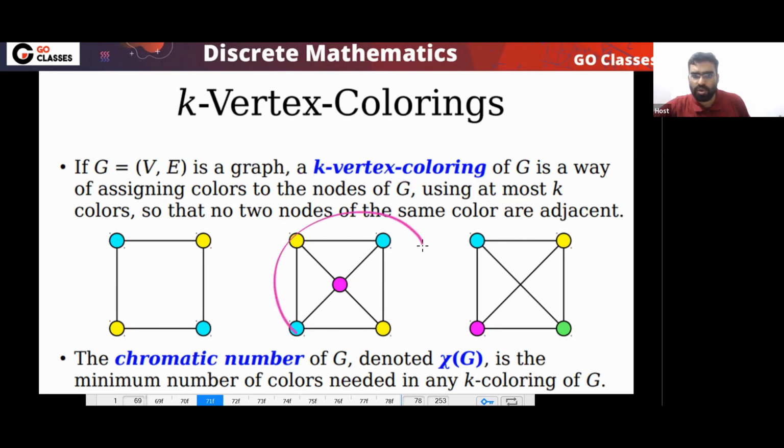Okay, this is not K5. Is this K5? Arpan, this is not K5. K5 means every vertex is adjacent to every vertex. This and this, are they adjacent? They are not adjacent. So this is not K5. These two vertices are not adjacent.